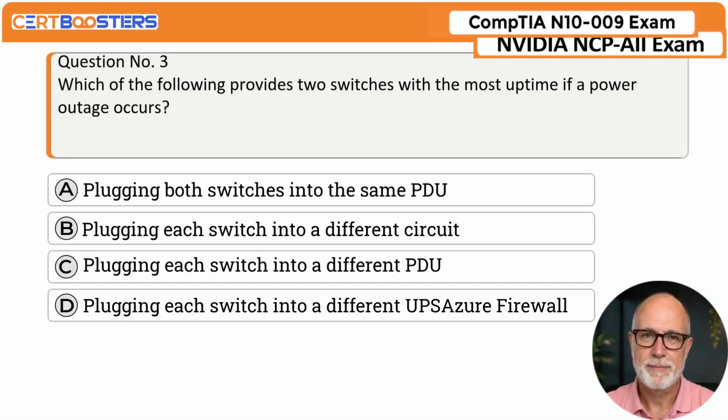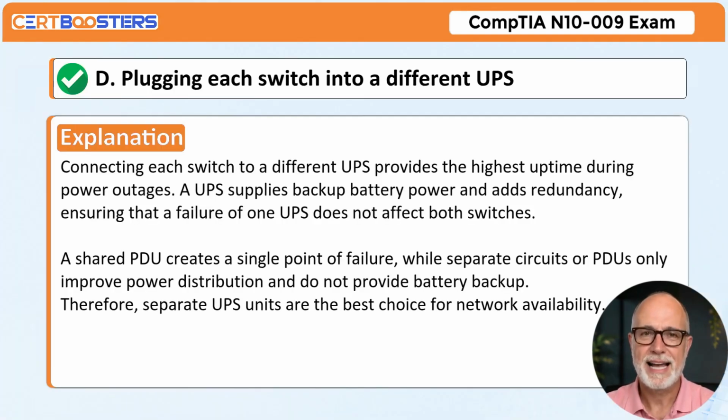Question number 3. Which of the following provides two switches with the most uptime if a power outage occurs? A. Plugging both switches into the same PDU. B. Plugging each switch into a different circuit. C. Plugging each switch into a different PDU. D. Plugging each switch into a different UPS. Correct answer, D.